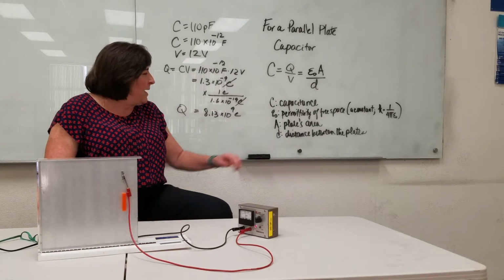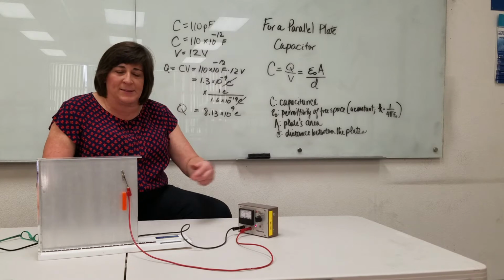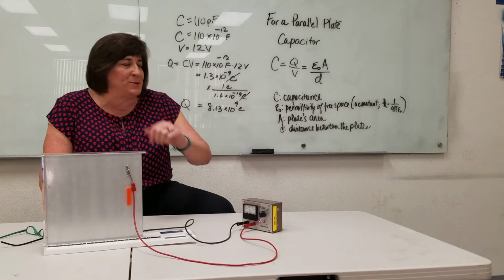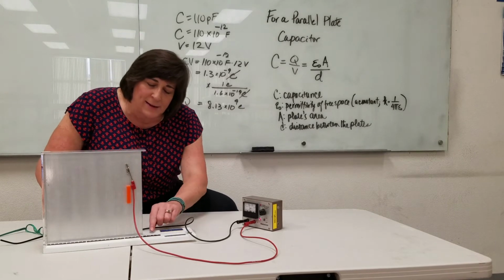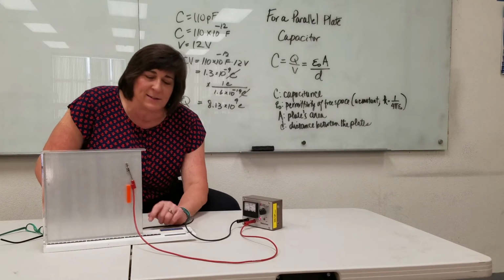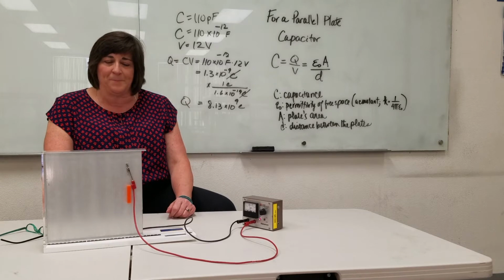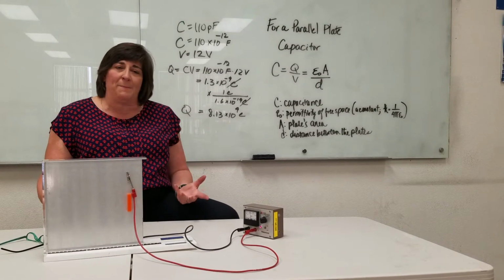A is the plate's area, as I said, 10 by 10 inches on my particular plate today. D is the distance between the two plates. And like I said, this is not quite a half an inch, a little less than a half an inch. Now let's talk about what happens.